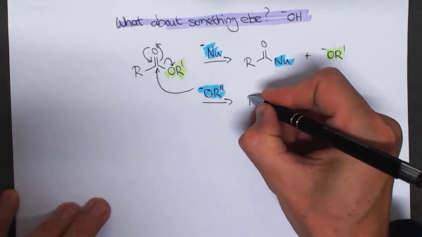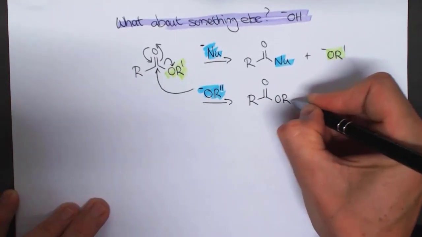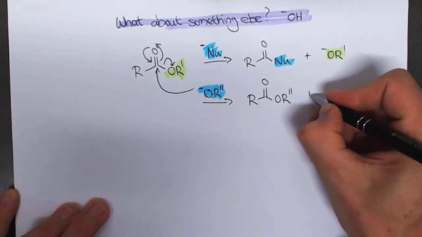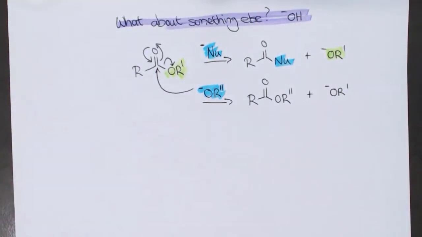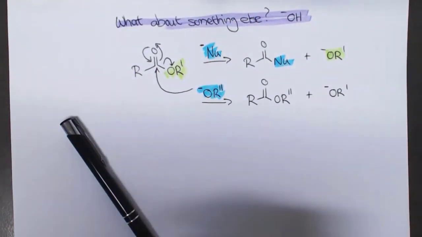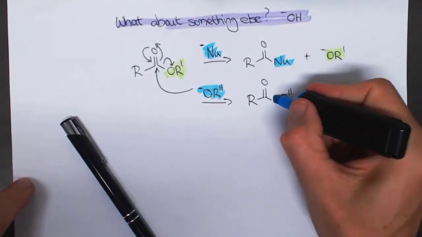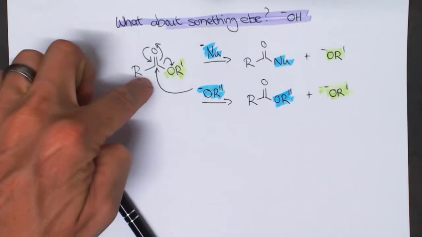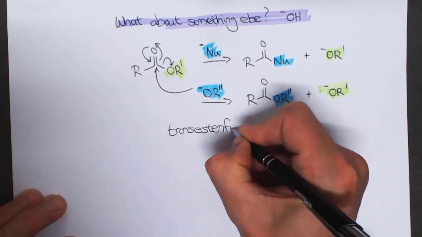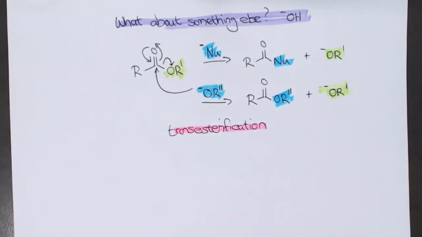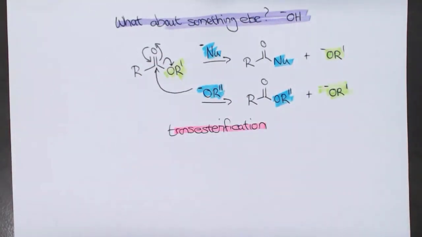So now we would end up with a new ester like this. So we call it R double prime, plus our alkoxide that left at the end. And we'd end up with something that looks a bit like that. Great. This is now quite an excellent way of changing one ester for another ester. And this type of reaction is called transesterification. And this is a great way of switching out one ester for another.